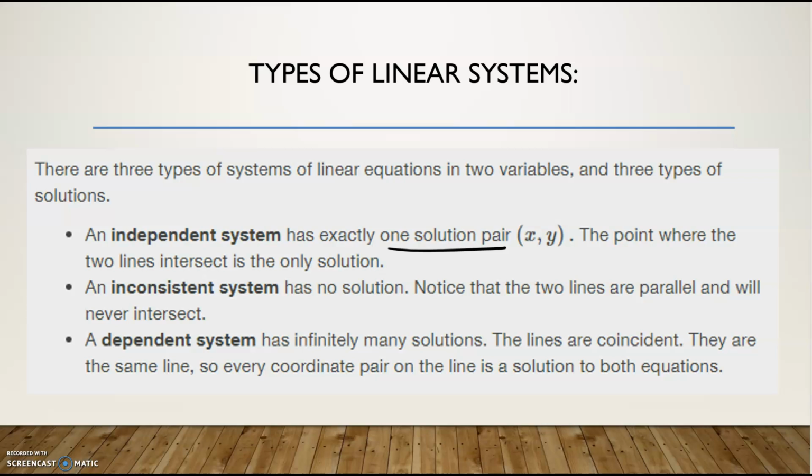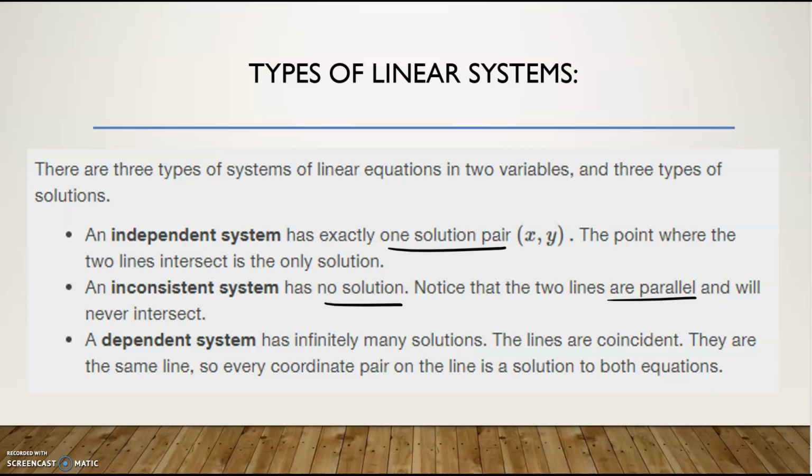You have an inconsistent system that has absolutely no solution, and that's talking about parallel lines, because parallel lines will never intersect. Whenever you have an intersection of these two lines in this linear system, that's where you have a solution. And since you have parallel lines, you don't have intersections, which means you don't have any solutions.